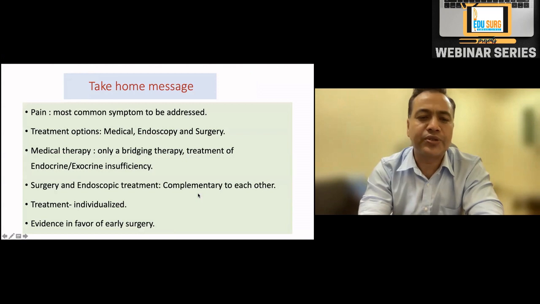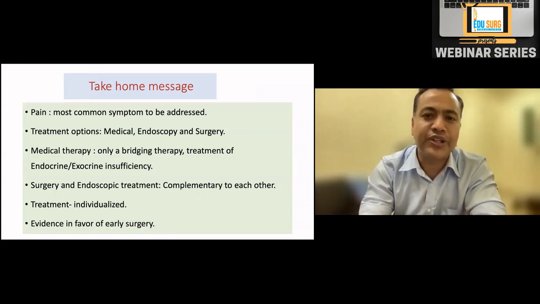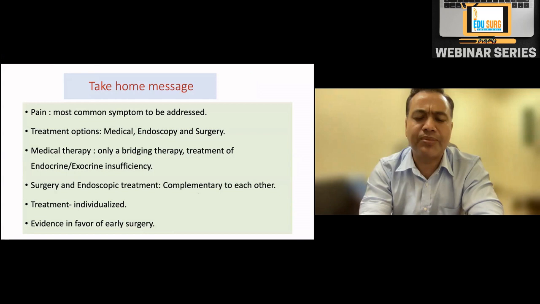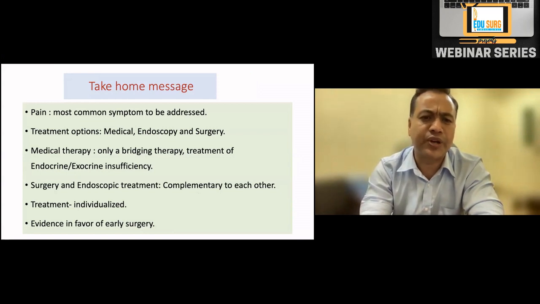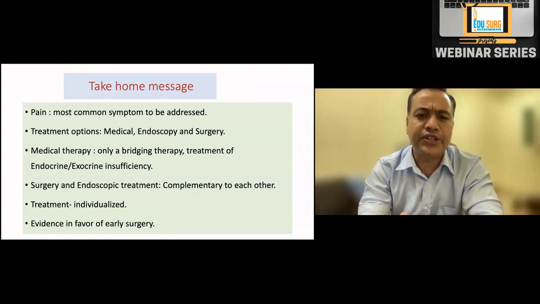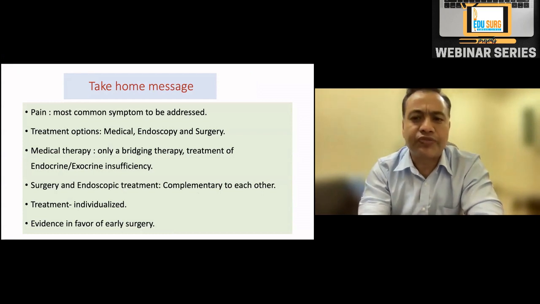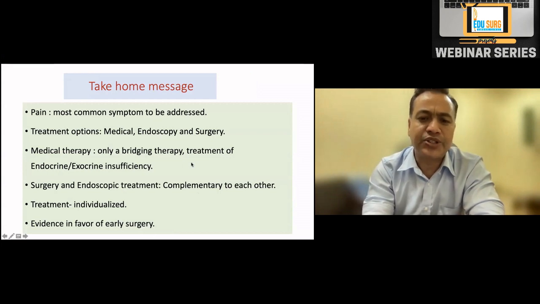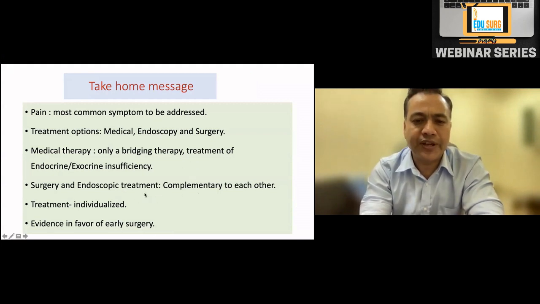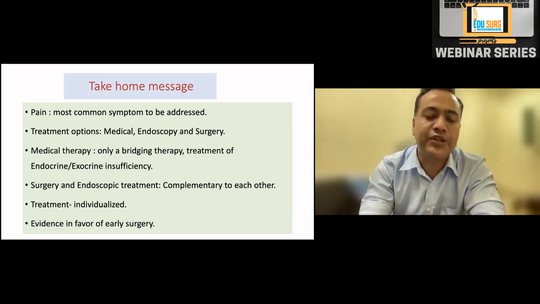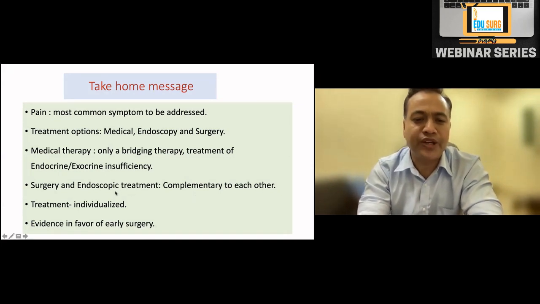So with this, I would like to conclude my talk by giving this take-home message: pain is the most common symptom that needs to be addressed in patients with chronic pancreatitis. We have various options, starting from medical and endoscopic to surgery. Medical therapy is mostly used in the initial part of chronic pancreatitis or as a bridging therapy, and also for the treatment of endocrine and exocrine insufficiency. Regarding surgery and endoscopic treatment, there is a debate, but as the experts say, they should be taken as complementary rather than competitive treatment options, and thus the treatment needs to be individualized.